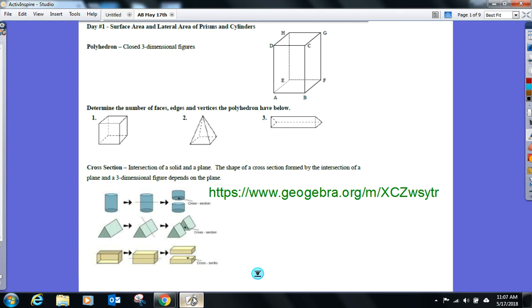First half of this unit is surface area and lateral area, which I'll get to today. And the second half is volume. So you're going to see these figures twice. Today, you're going to see cylinders and prisms, and then you're going to see them next week when we talk about the volume of them.